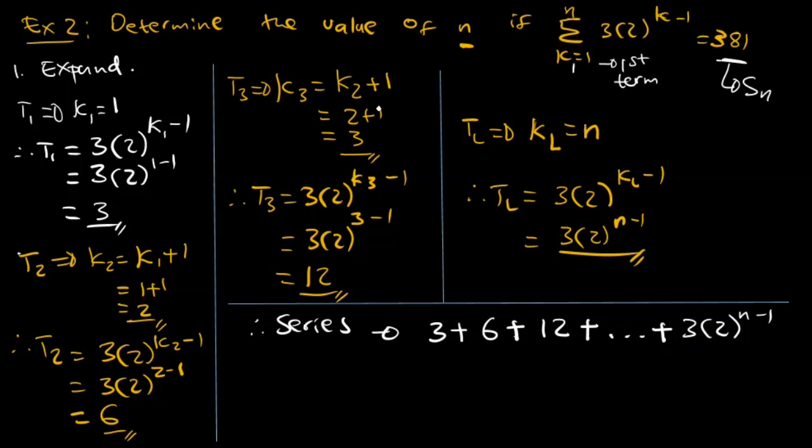From this, I'm going to check if it's an arithmetic series. Let me check. 6 minus 3 is 3. 12 minus 6 is 6. So these two are not common. Therefore, this is not an arithmetic series.